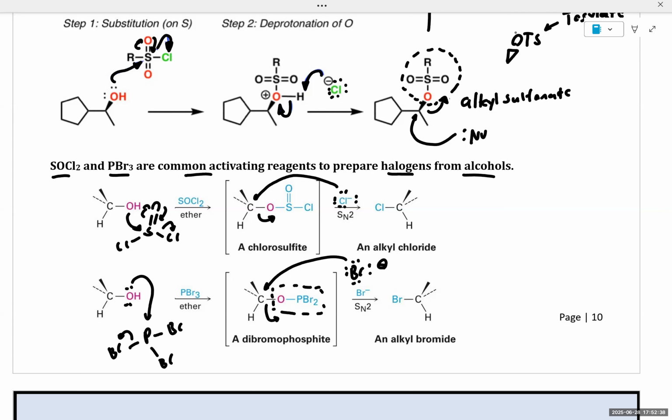So if you don't have a good leaving group, you can make one, either by protonation, making a tosylate or mesylate, or via using an activating reagent. So there are many ways to activate a group as a leaving group.